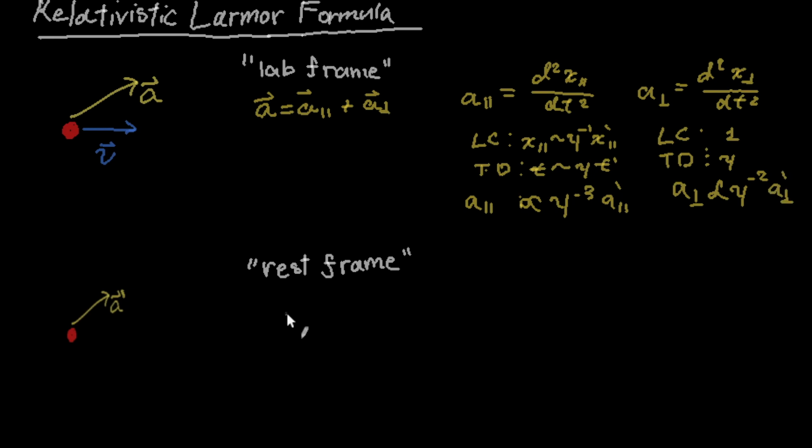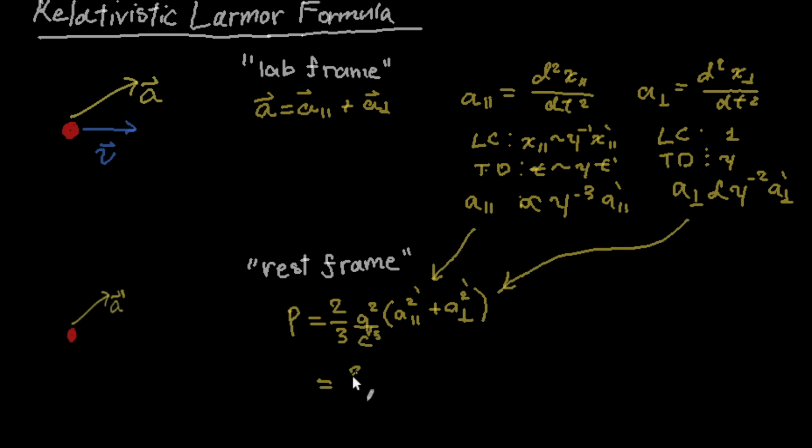Now in the rest frame, we're moving at zero velocity, which is the situation for which the Larmor formula was derived. So we can just compute the power as P equals 2/3 q squared times a parallel squared plus a perpendicular squared, just breaking up a squared into parallel and perpendicular components, as we can do with any vector. And these are primed because they're measured in the rest frame.